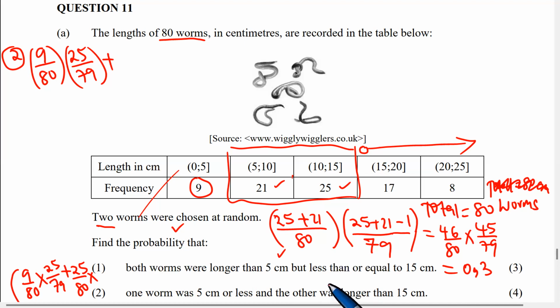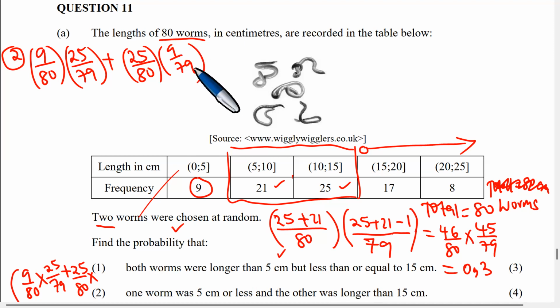Right. Now, at this point, you analyze and say, obviously, the other worm was longer than 15. So 17 plus 8, which is going to be 25 out of 80. You multiply by the other one here. You come here, you choose, but after you've chosen from this side, you're going to have to choose from this side as well. And then you have 9 out of 79.